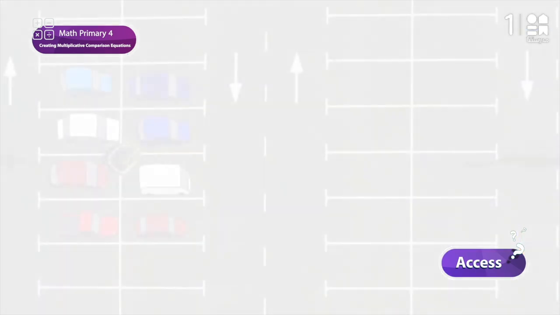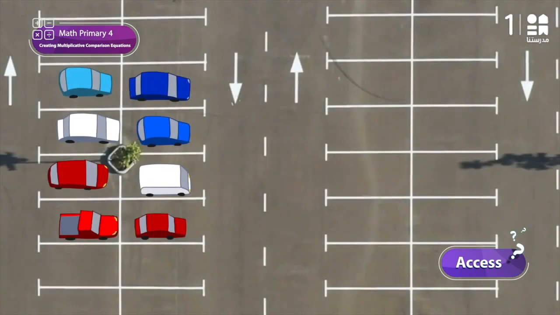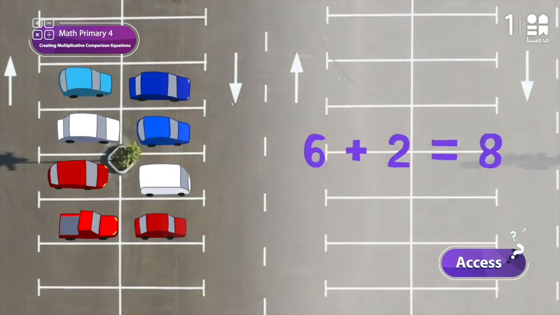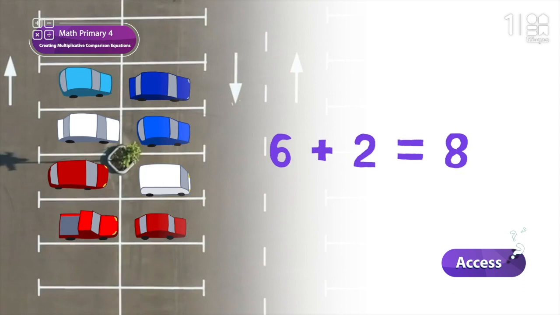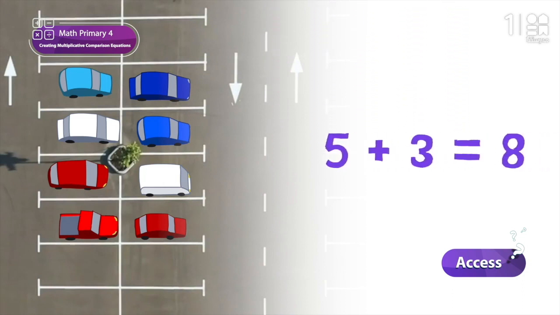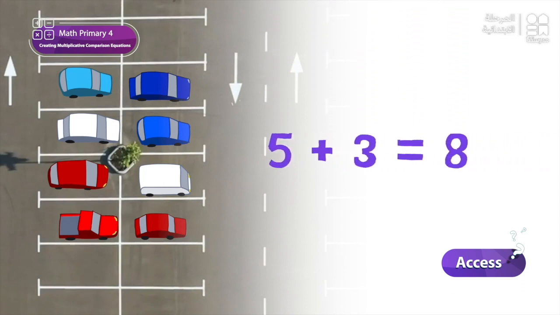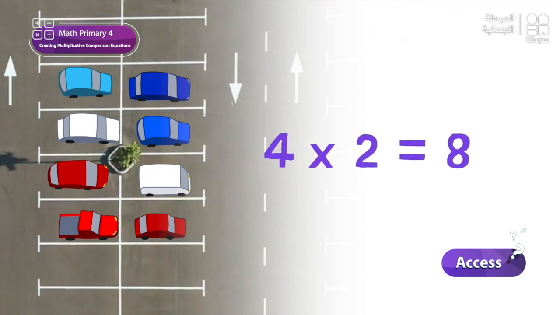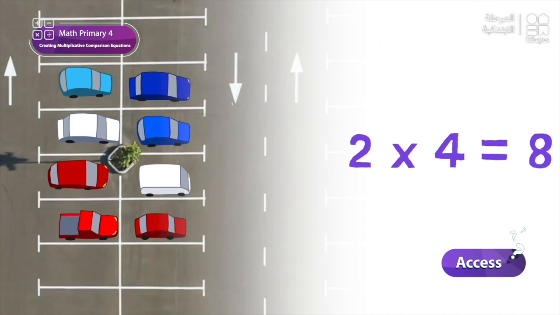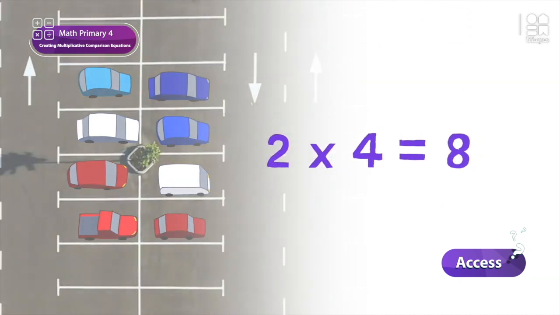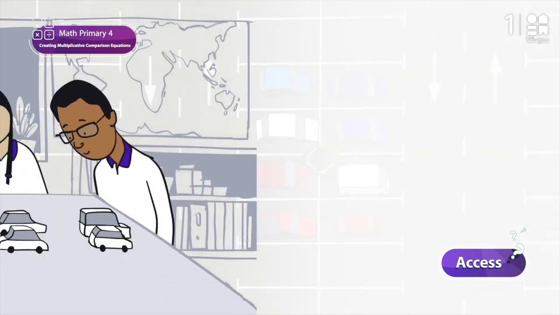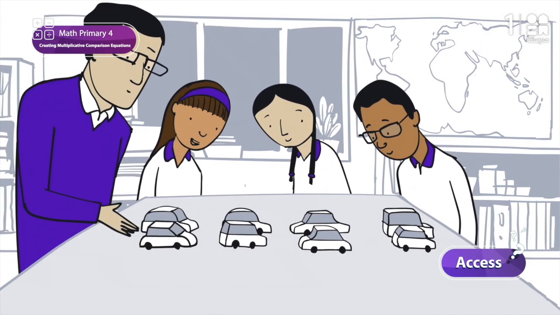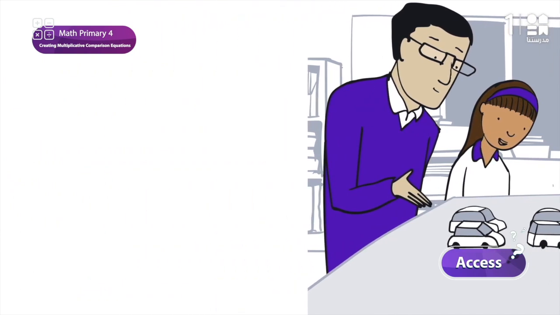Let's look in the parking lot again. I can make addition sentences. 6 plus 2 equals 8. 5 plus 3 equals 8. 2 groups of 4. 4 times 2 equals 8. 4 groups of 2. 2 times 4 equals 8. Here are 8 cars. I'm going to write this and explain. What do you think is going on?